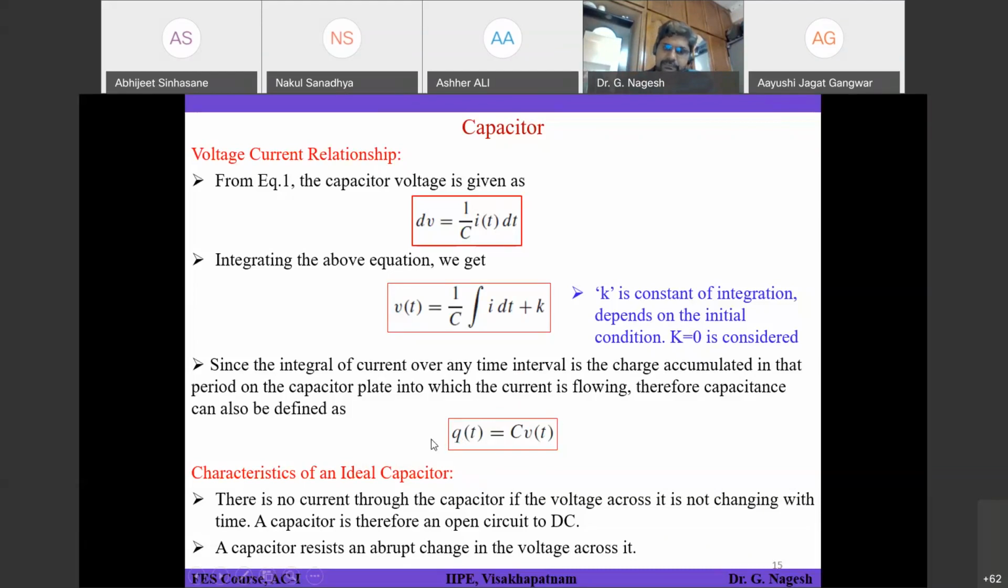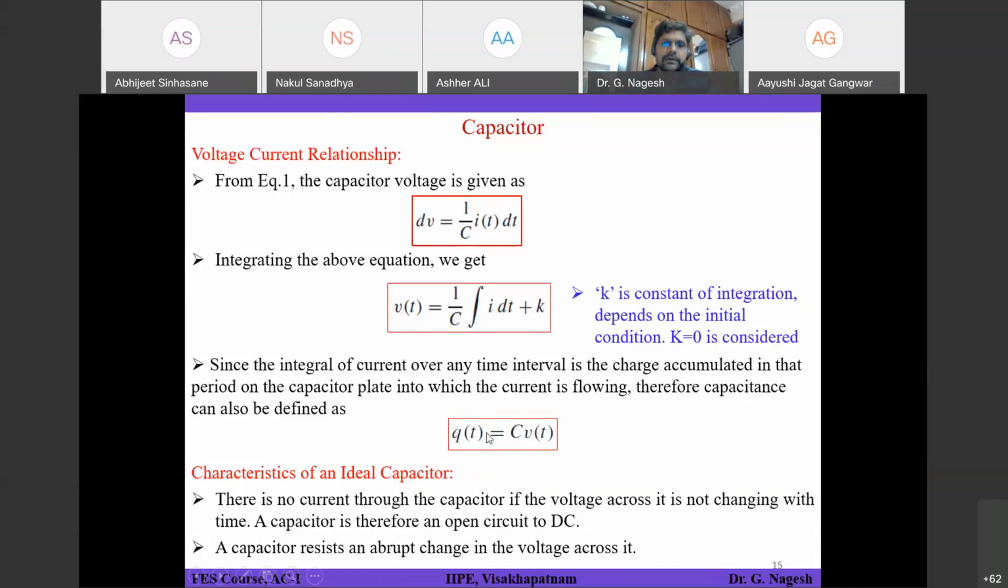If some previous charge is there, then this k will not be 0. It will have some finite value that will depend upon the initial condition. That k you have to find out based on the initial condition. So in this expression, we assumed k is equal to 0. That means there is no initial charge present in the capacitor. So that's why I wrote q of t is equal to c into v of t. If you say that charge is present initially, then this expression is not true.